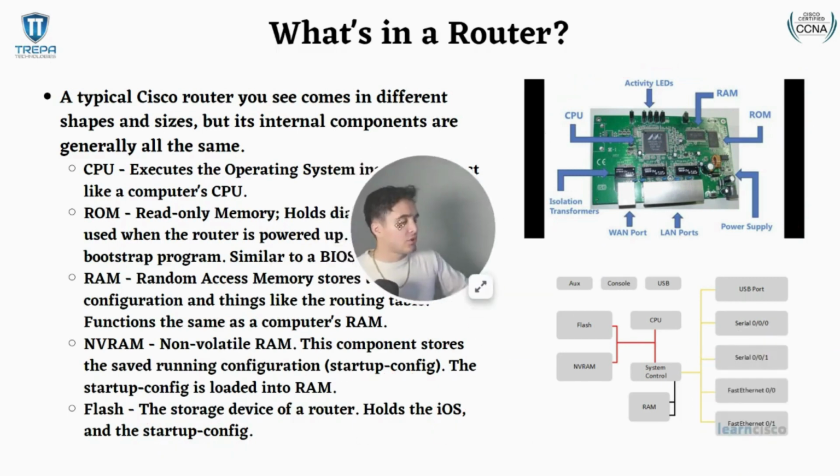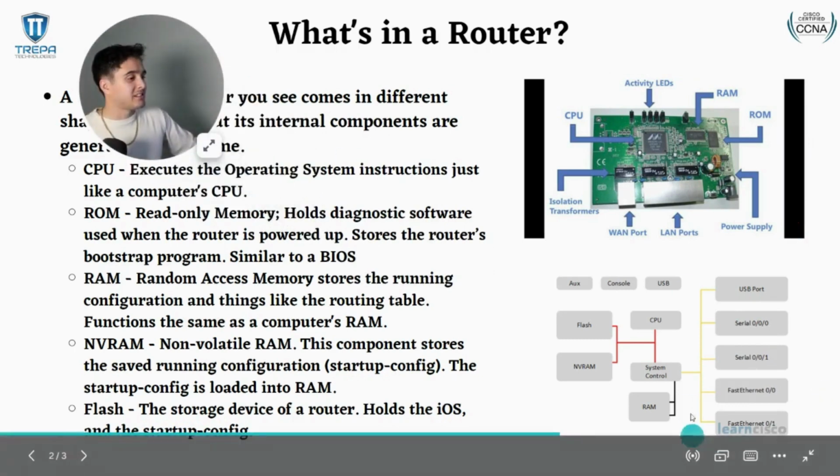So kind of look at this chart right here. You can see all the components and how they interact. All of our interfaces here are connected to the system control on the motherboard. RAM's controlling them, the memory that it's learning from there, right? CPU is executing, and then we have our flash and NVRAM.